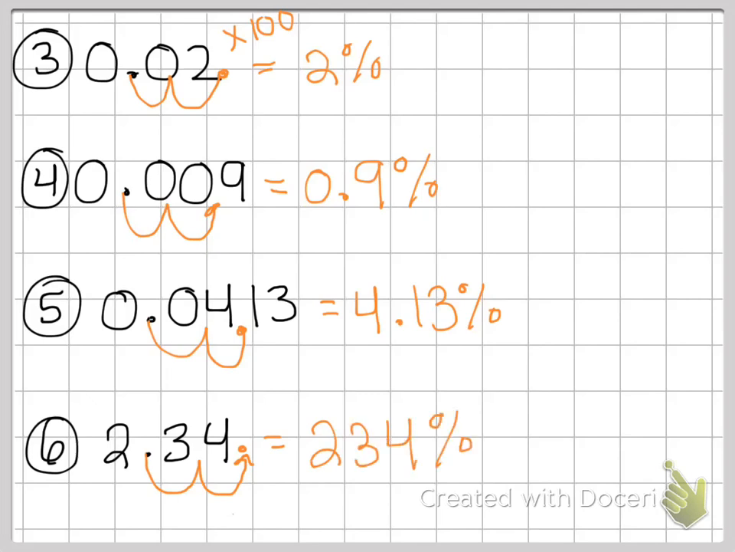234%. And I can tell that that's reasonable because if I have the number 2 and 34 hundredths, I know that this is the whole number, so I know that I'll have 2 hundred to start off with my percent. Alright, so not so bad. So anytime you see this, just simply think multiply it by 100 and move it twice to the right.